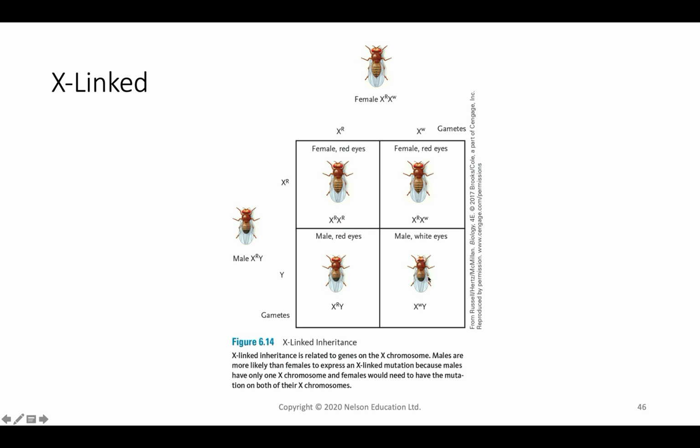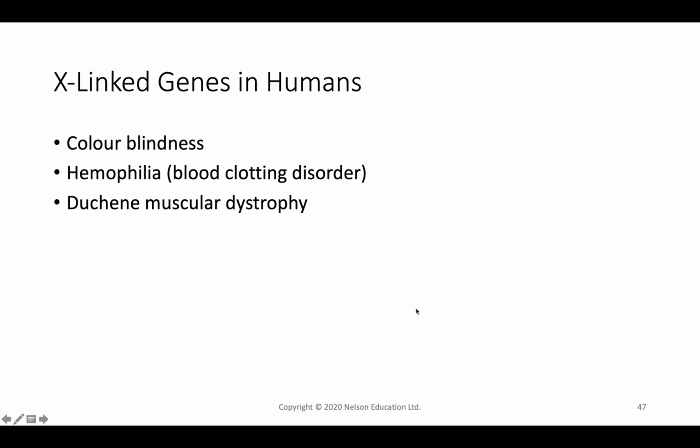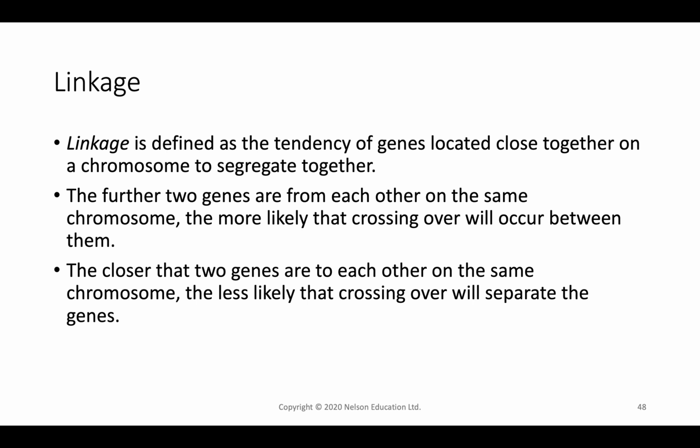So that's why the males are going to present with white eyes more often than the females, because in order for the females to present with white eyes, they need 2 bad copies, not just one. Again, other examples of X-linked genes include color blindness, hemophilia, and muscular dystrophy.